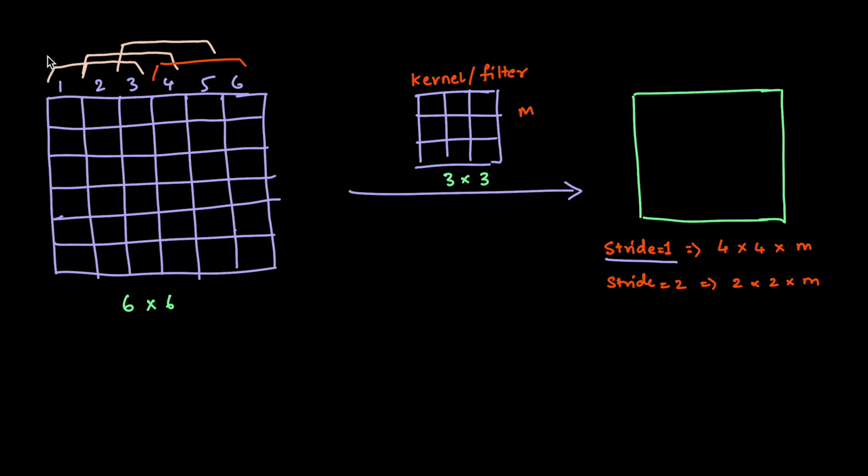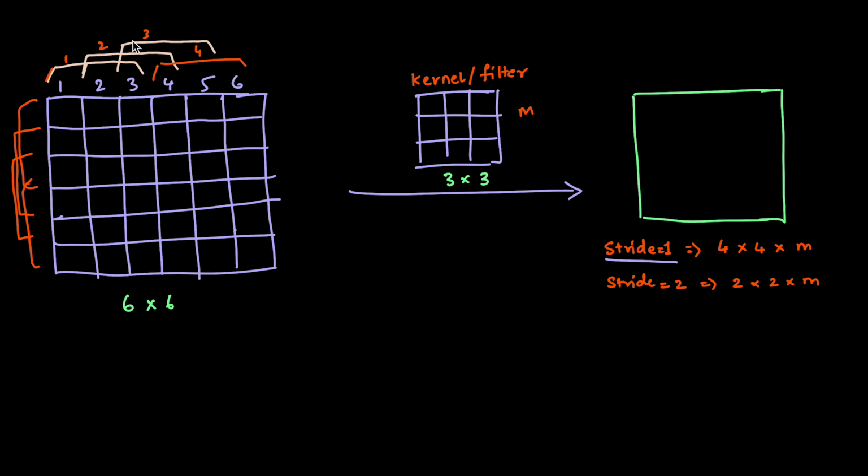So like this, if you observe, this is 1, 2, 3, 4. We'll be getting 4 outputs for the first 3 rows, and similarly we'll be getting 4 outputs over here also. Column wise and row wise, we'll be getting 4 outputs completely. So that's why the output shape will be 4x4.